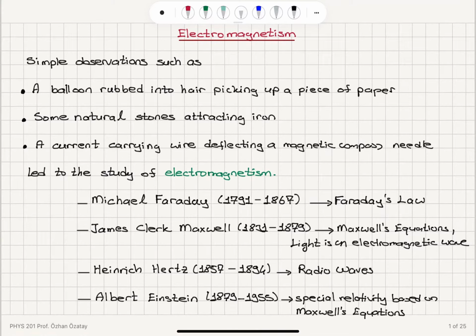We will begin our study of electromagnetism with some simple observations. These are observations related to magnetism, related to electrostatics. For example, the first observation is that when a balloon is wrapped into hair, it picks up a piece of paper. So let's see how that process works here.